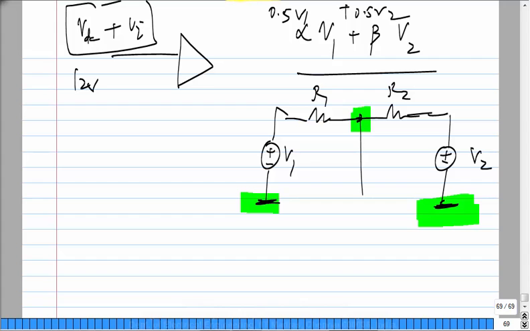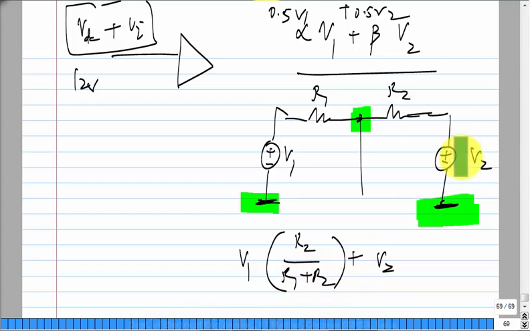Yeah, so again, I already hinted at the linear combination. It is V1 times something plus V2 times something. What is V1 times? R2 by R1 plus R2. I already said so many things about superposition. You set V2 to 0, you get a voltage division. And then you set V1 to 0, you get the complementary ratio, R1 by R1 plus R2.